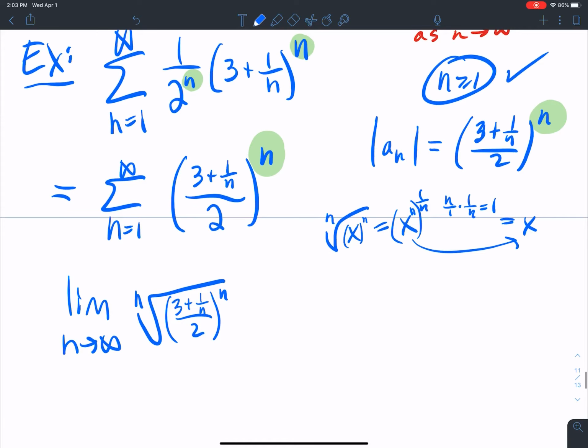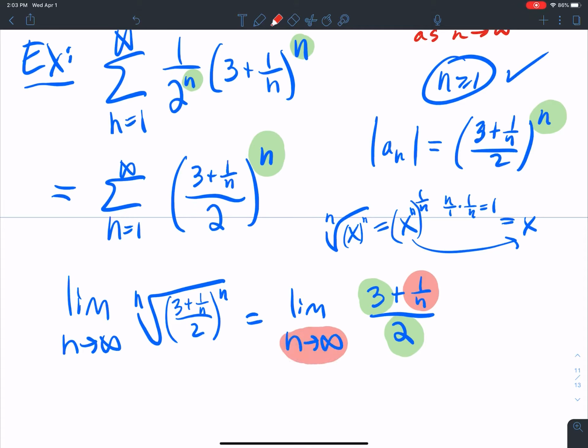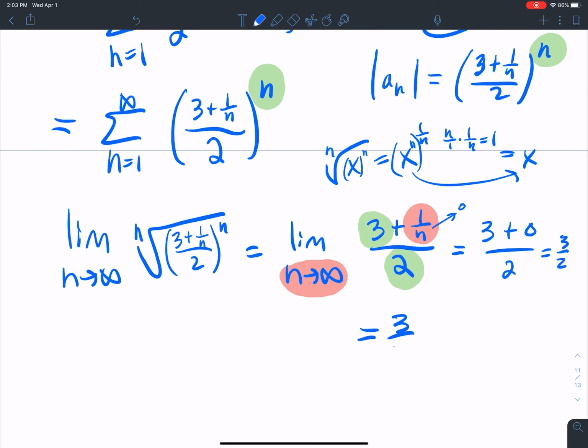So really what we're left with is the limit as n goes to infinity of what? All that's left is what's inside here, (3 plus 1 over n) divided by 2. When I take this limit, nothing happens to the 3 and the 2, but the 1 over n, as n goes to infinity, is going to go to 0. So I get 3 over 2. Now, what do I know? 3 over 2 is greater than 1. So what does this tell me?